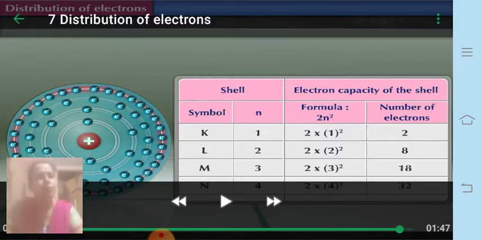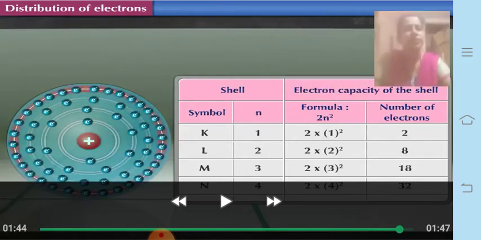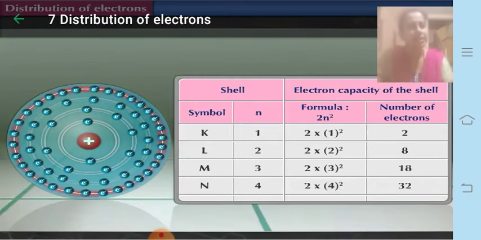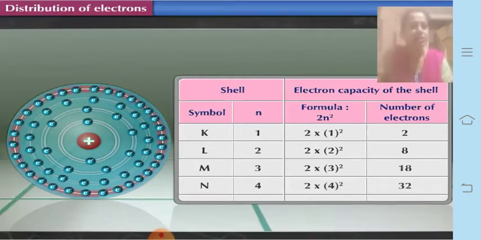Now we know the maximum capacity of each of these shells. The K shell can accommodate 2, L can accommodate 8, M can accommodate 18, and N can accommodate 32, not more than that. This is how the number of electrons is distributed in each of these shells. You have to remember the formula 2n square to find out the number of electrons.